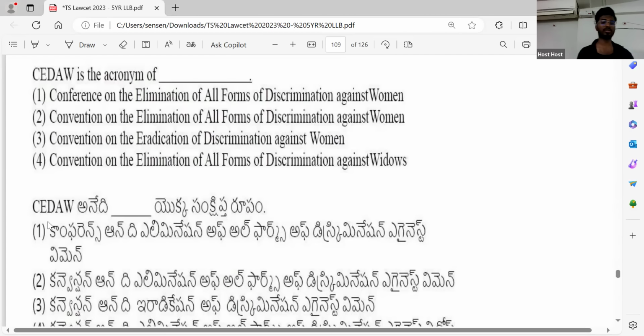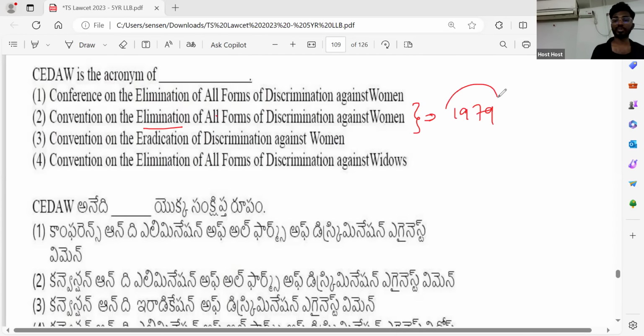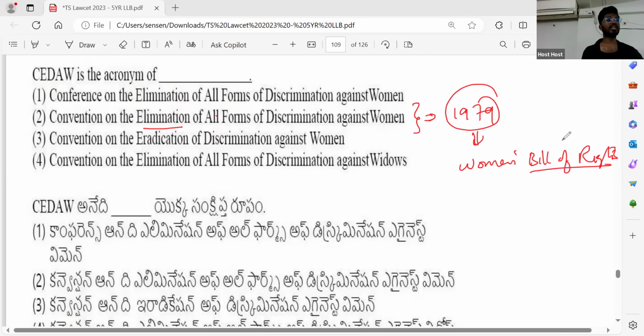CEDAW is the acronym of Convention on the Elimination of All Forms of Discrimination Against Women. Convention is basically a treaty, an agreement which is made. And this particular convention was adopted in which year? In 1979. This is also known as the International Women's Bill of Rights. In America, Bill of Rights are basically fundamental rights. So this convention is known as the International Women's Bill of Rights, to be very specific. So this is again important.